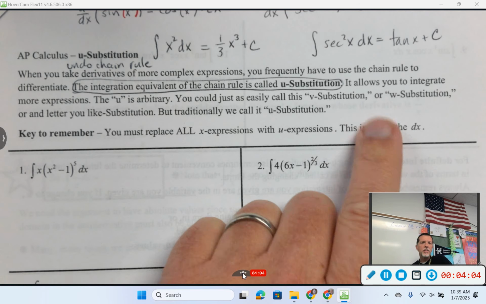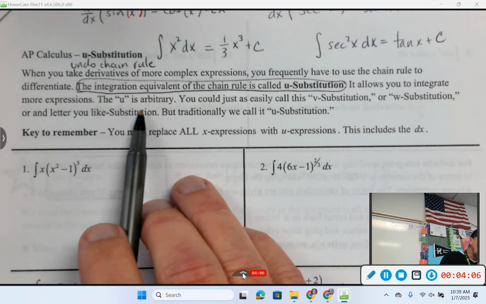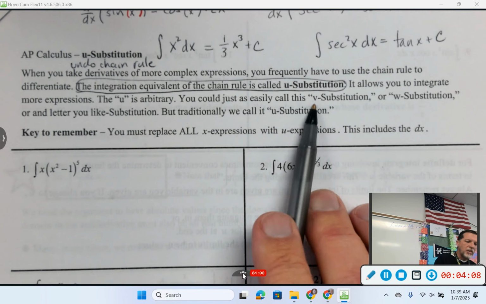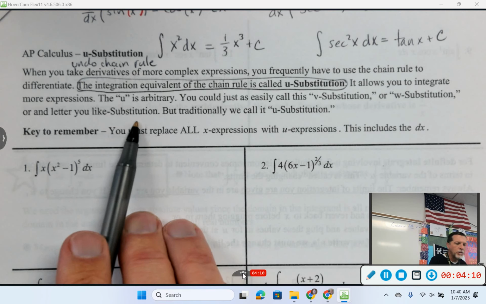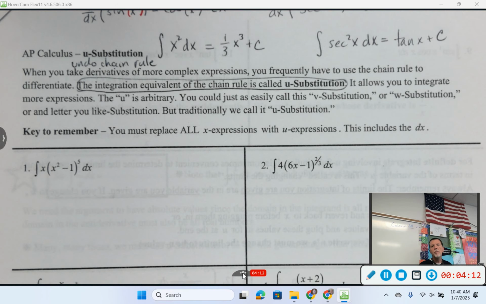It allows us to integrate more expressions. The U is arbitrary, meaning you can pick D or W or any letter you like. But every book calls it U substitution. So if you called it something else, people would look at you funny.